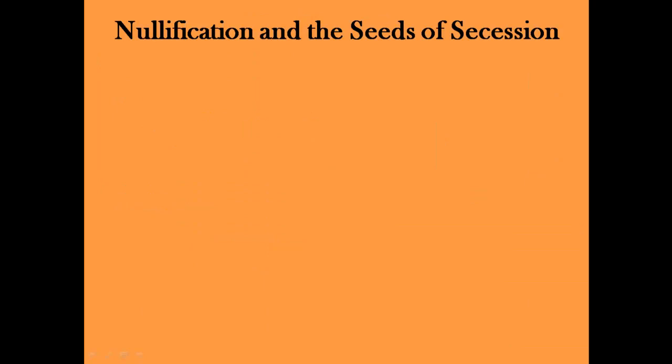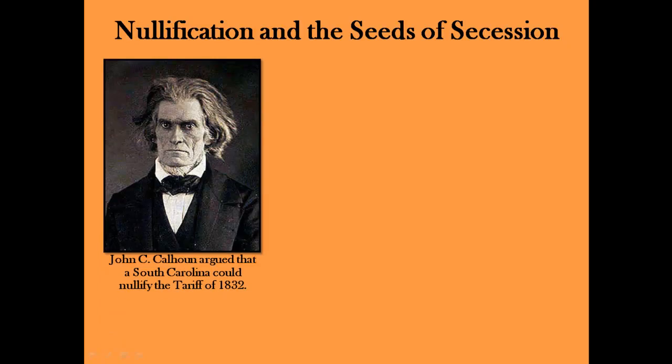This issue of tariffs would come to a head in South Carolina over the Tariff of 1832. John C. Calhoun, who was vice president to John Quincy Adams and Andrew Jackson, wrote that South Carolina had the right to nullify the tariff. Let's remember that nullification is the idea that states possess the power to declare federal laws unconstitutional. The same idea Thomas Jefferson and James Madison proposed in the Kentucky and Virginia resolutions more than 30 years earlier.